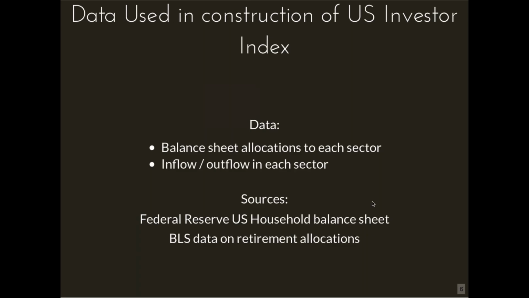I want to make sure that we understood the two data points here. One is we're looking at the balance sheet allocations to each sector, and we're looking at the inflow and outflow in each sector, both of these on a quarterly basis, to figure out the investment returns of households in each sector, and then aggregate them to compute the investment returns of all households as a group.